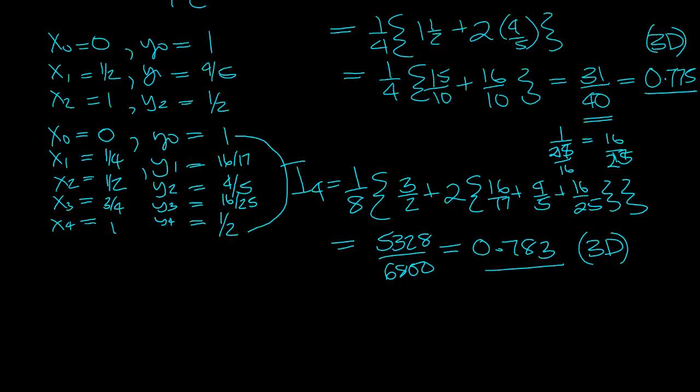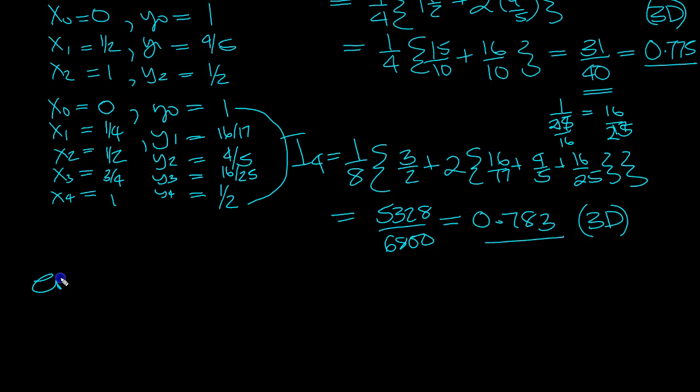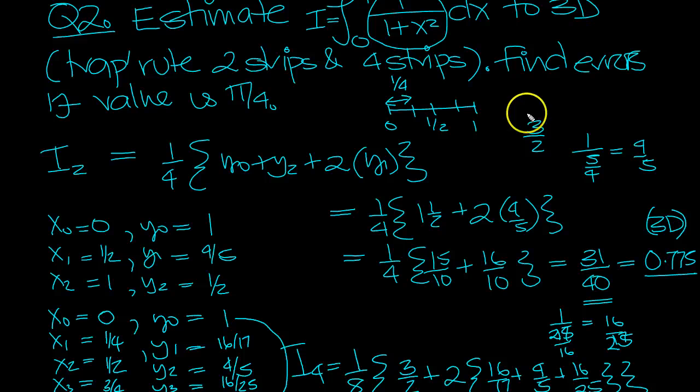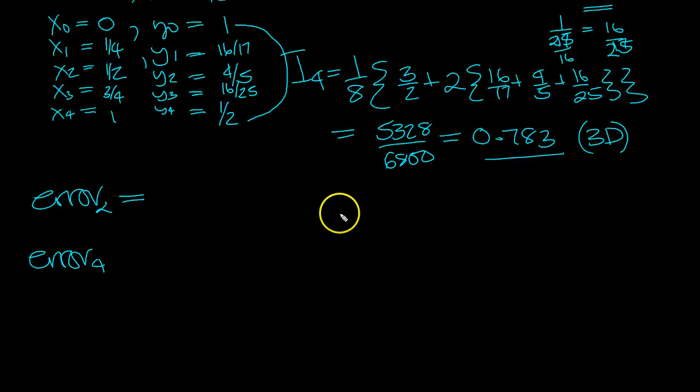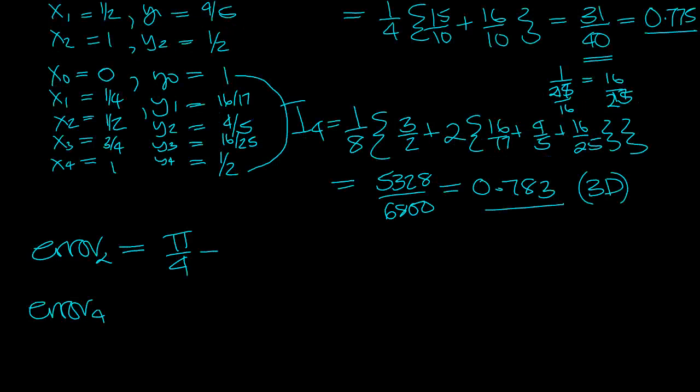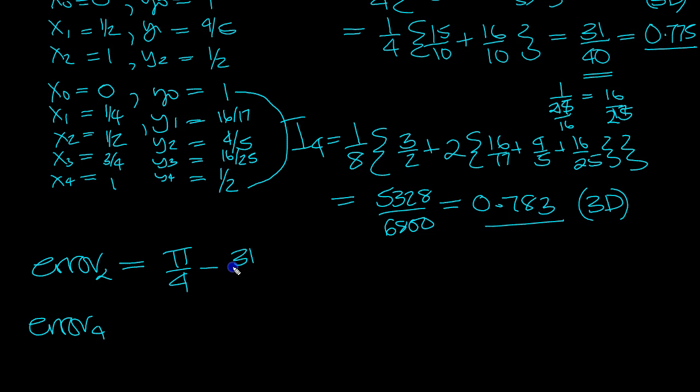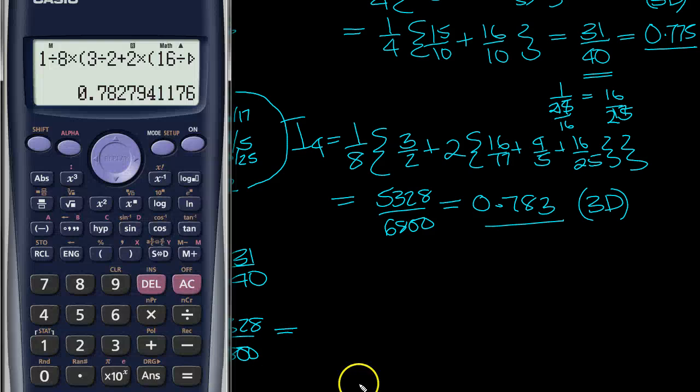So the error term then. Error 1 and error 2, the first error, which we'll call error 2, and the second error, error 4. The first one would be, because the proper answer is pi over 4, so we need to take pi over 4 away from it. Pi over 4 minus the 0.775, and that was the precise answer, or 31/40. The error for the fourth one would be pi over 4 minus 5323 over 6800, which is already in the calculator.